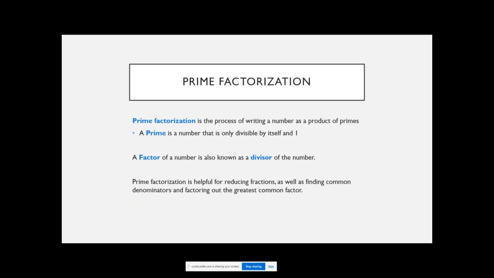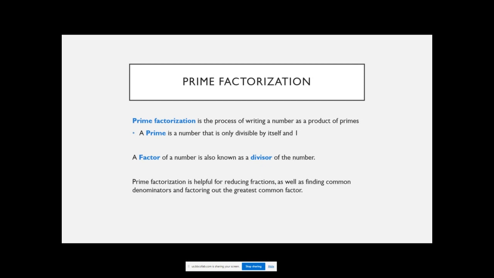Prime factorization. So I have a whole video devoted just to prime factorization, so I'm not going to go into too much detail on the process here. There's a video you can watch on it, but it is a process like addition. It's like an action that you do where you're writing a number as a product of primes. So product means multiplication. So that means we're multiplying primes, and prime numbers are numbers that are only divisible by themselves and 1.